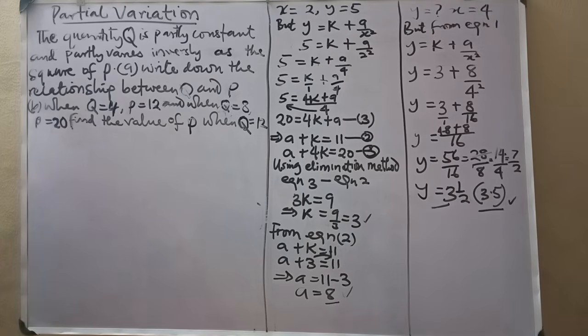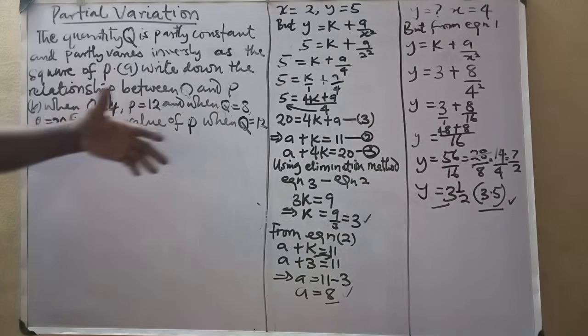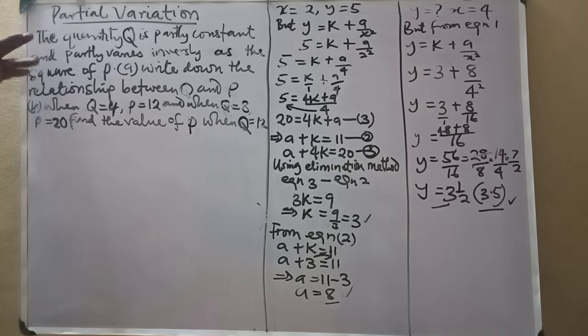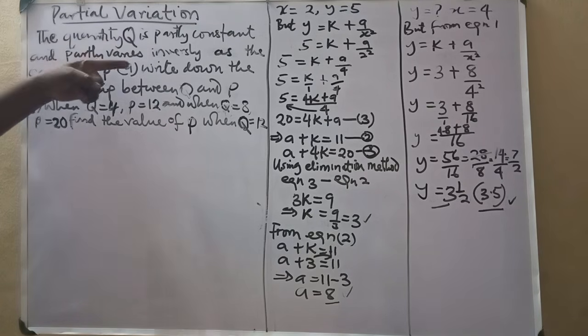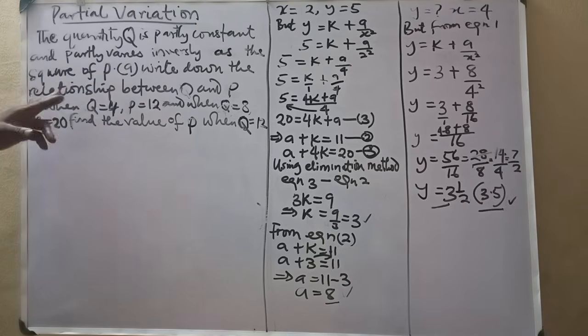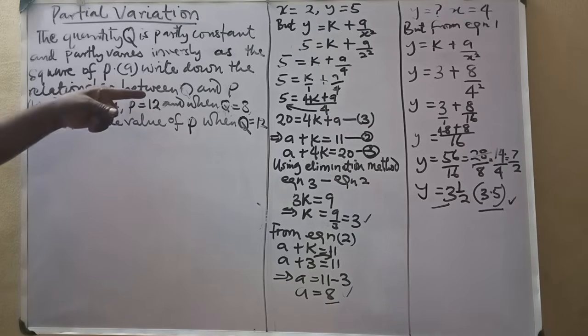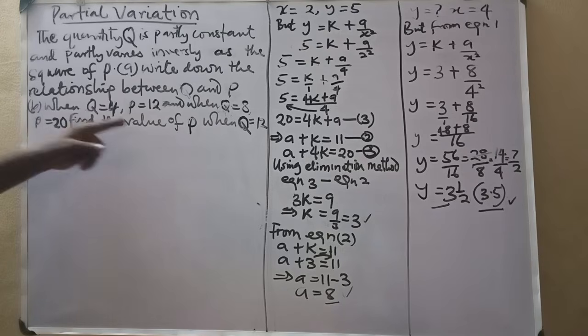All right, so we have solved the other one. You have seen how we solve it. Now look at the question here. Question 2: The quantity Q is partly constant and partly varies inversely as the square of P. A, write down the relationship between Q and P. B, when Q is 4, P is 12. And when Q is 8, P is 20. Find the value of P when Q is 12.